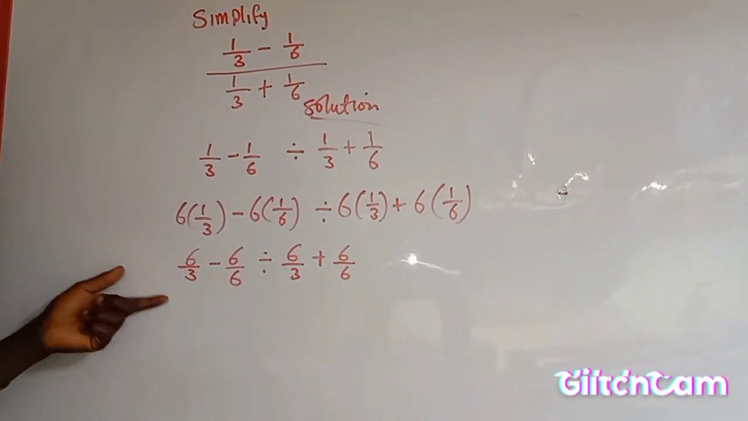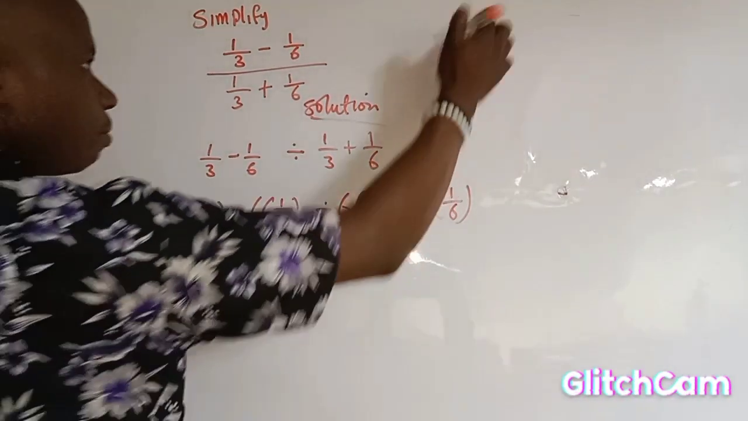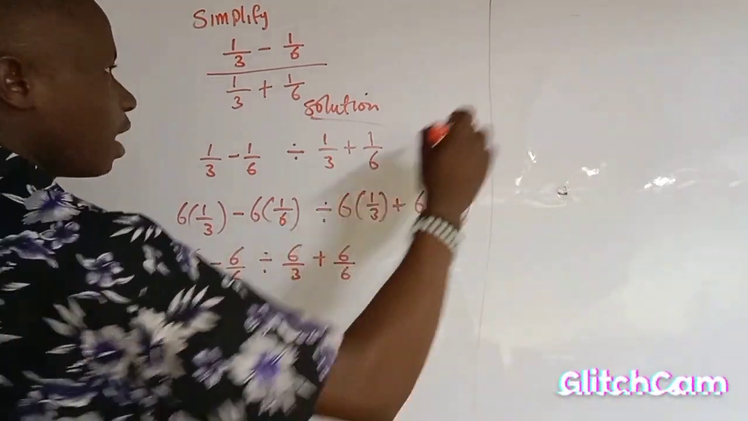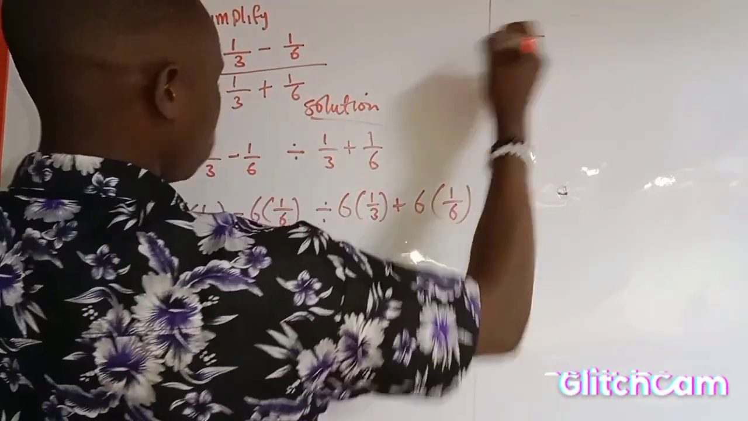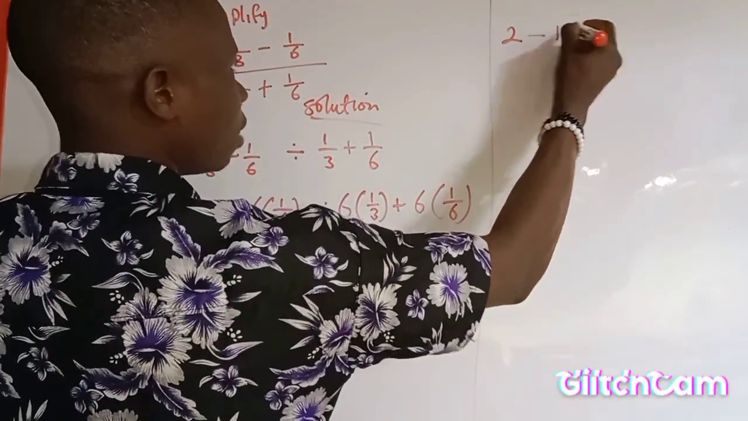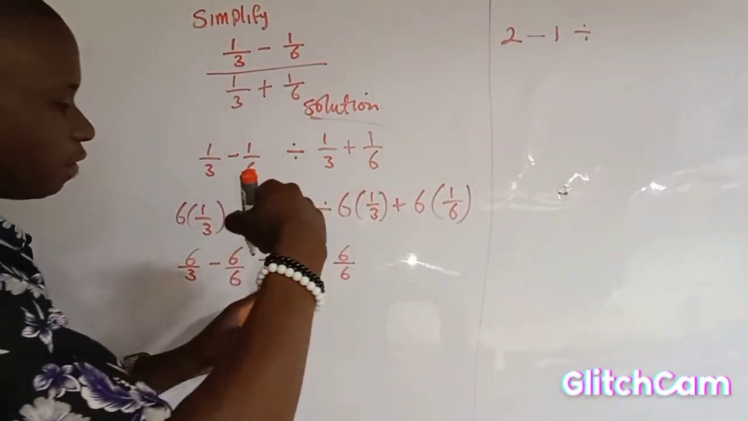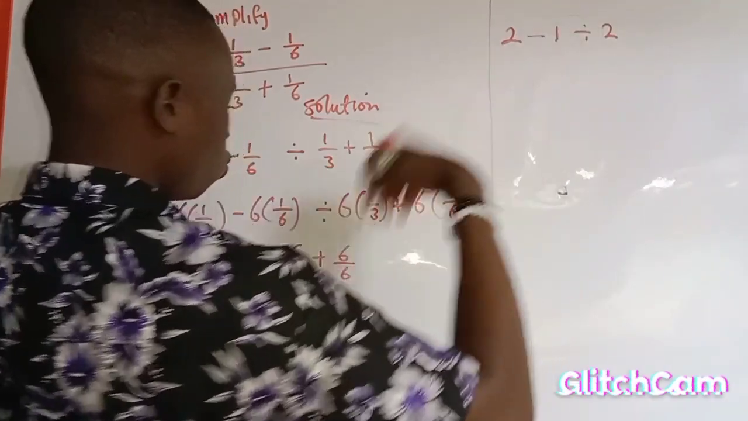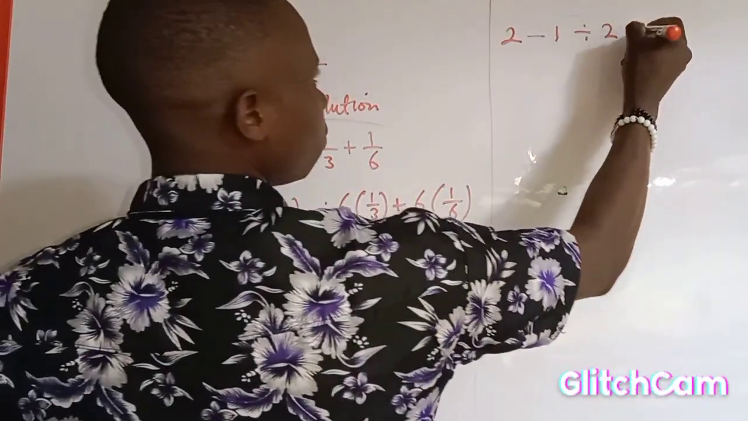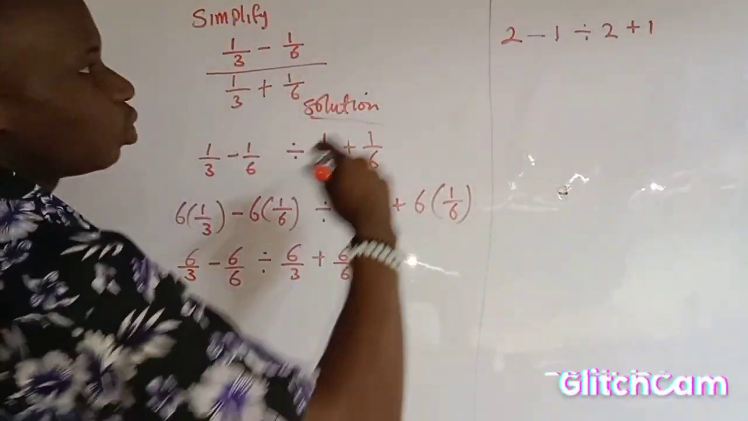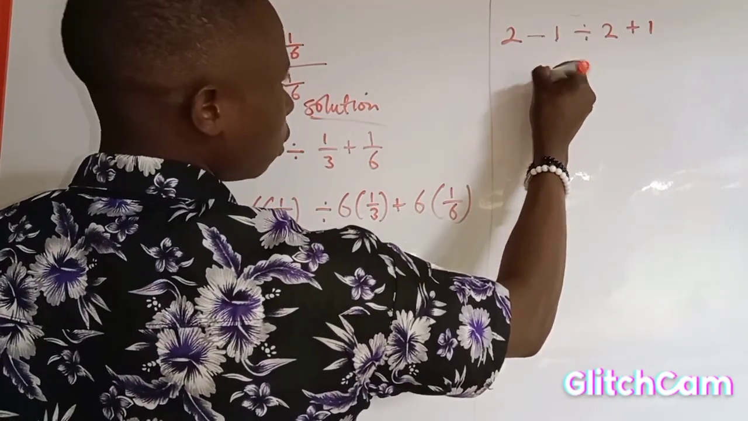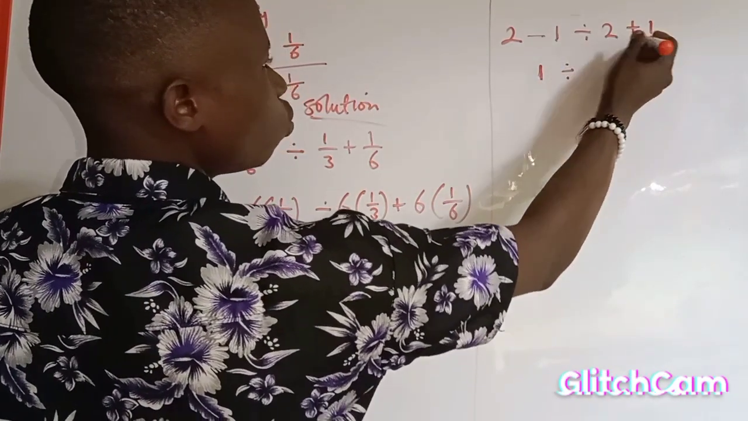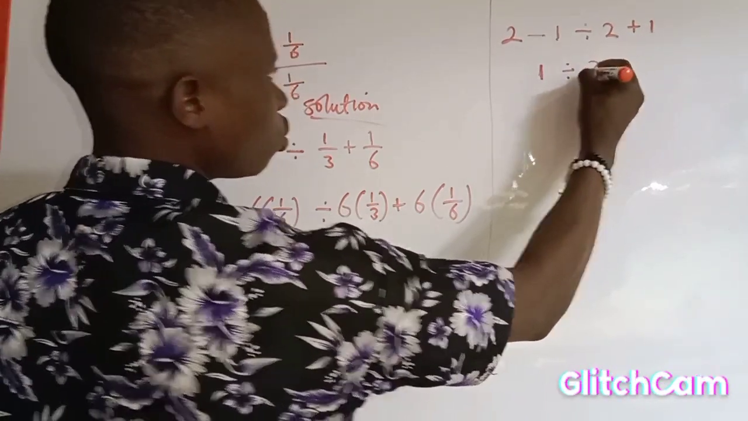So from here, I can go further to simplify. 6 divided by 3 is 2, minus 6 divided by 6 is 1, divided by 6 divided by 3, which is also 2, then 6 divided by 6 is 1. So 2 minus 1 is equal to 1, then divided by 2 plus 1, which is equal to 3.